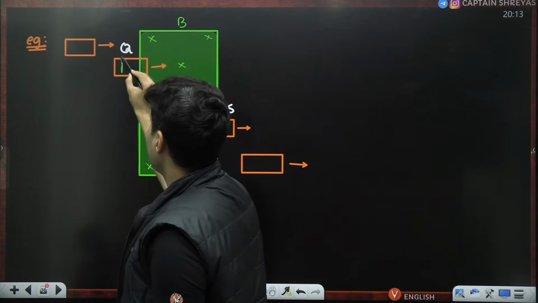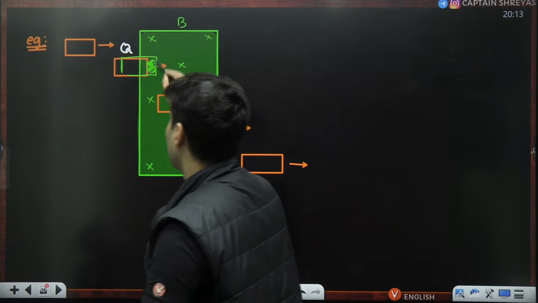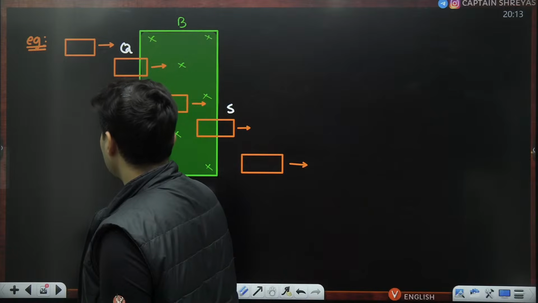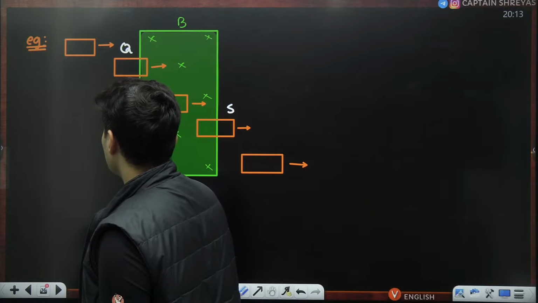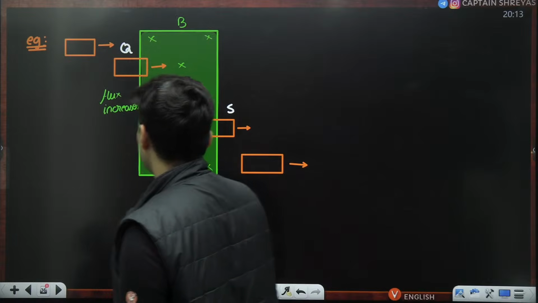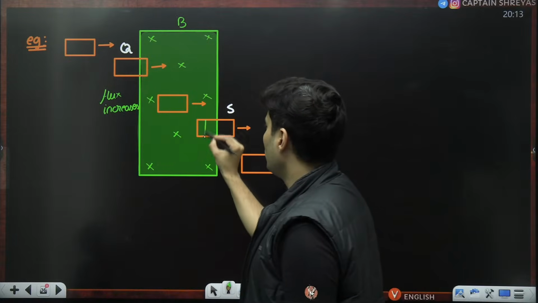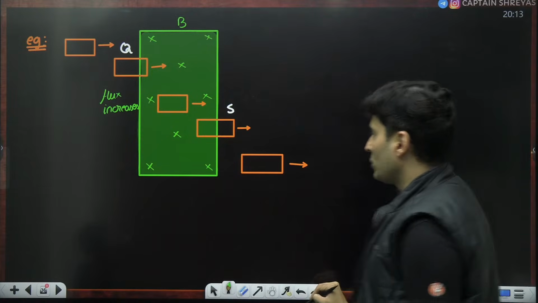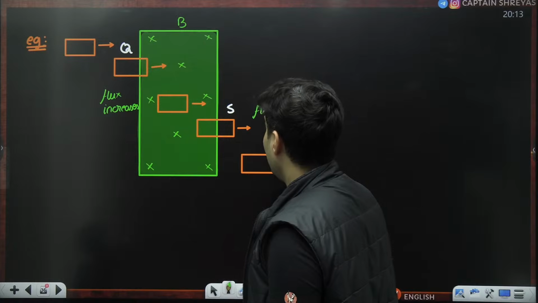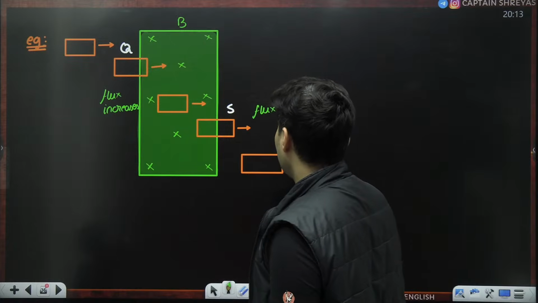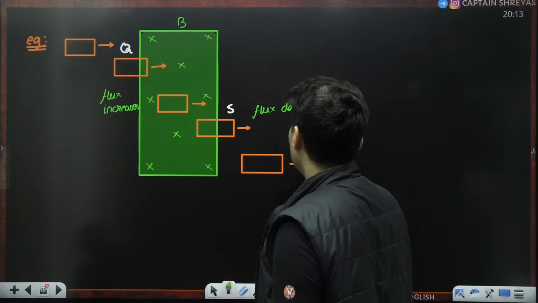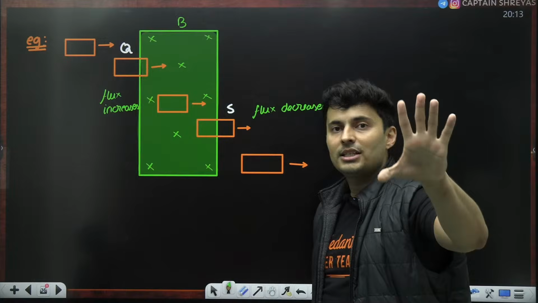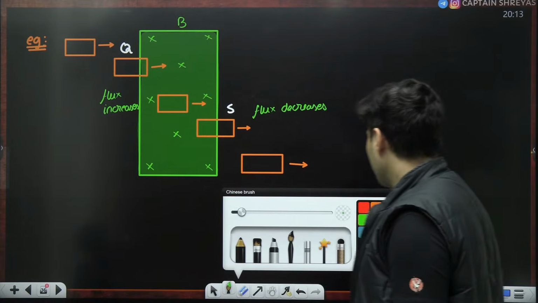Here, as this loop enters inside, more flux will pass through it. So the flux over here is there and is increasing. Whereas here, as this loop goes outside, a little bit of area is left. That means the flux through that loop is decreasing. So in the diagram labeled S, flux decreases. And what did we learn in Lenz's law? We learned in Lenz's law that always the change in the flux is opposed.